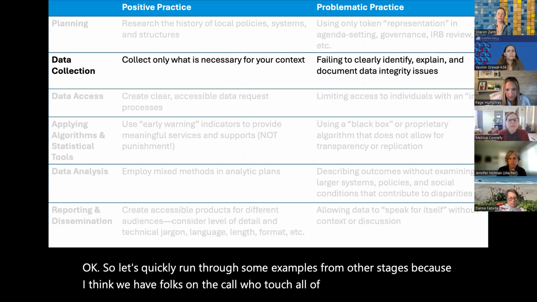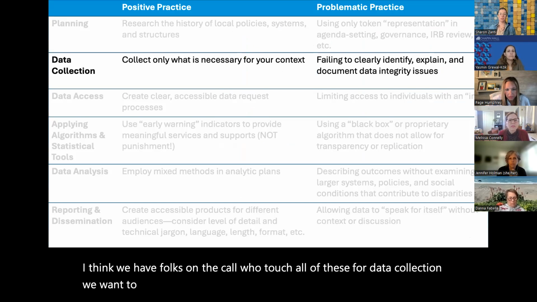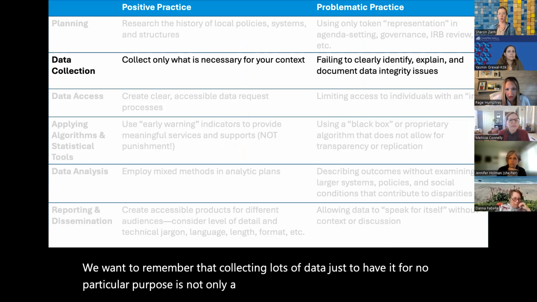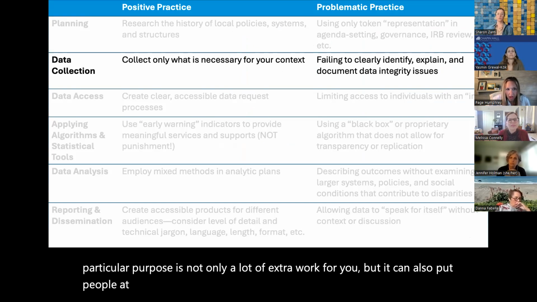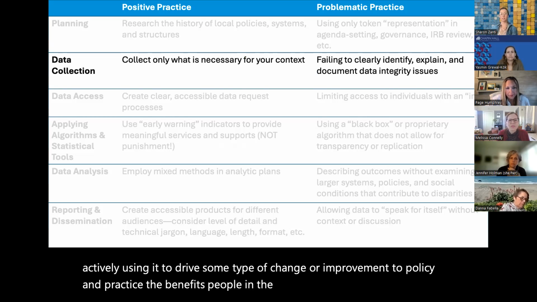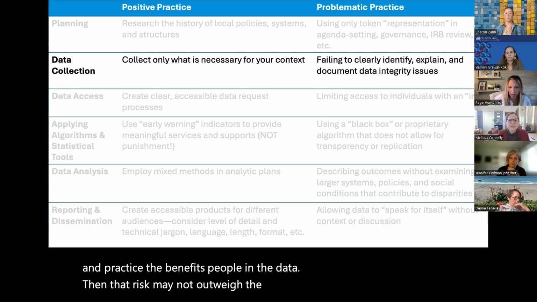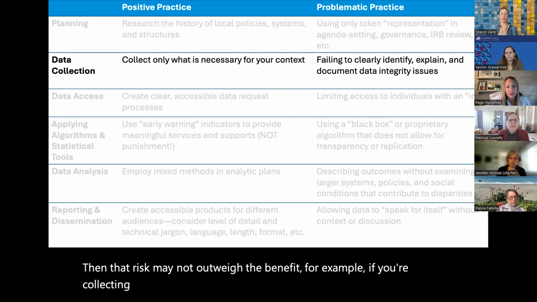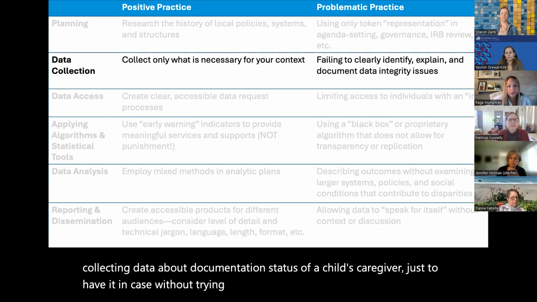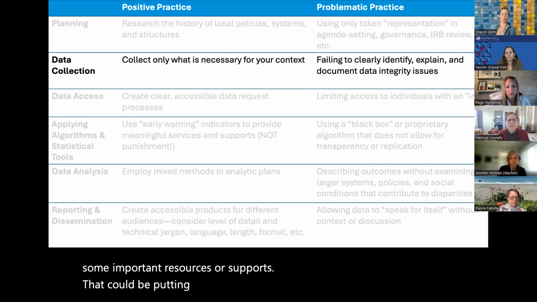For data collection, we want to remember that collecting lots of data just to have it for no particular purpose is not only a lot of extra work for you, but it can also put people at risk. If you're keeping highly sensitive data on hand and not actively using it to drive some type of change or improvement to policy and practice that benefits people in the data, then that risk may not outweigh the benefit. For example, if you're collecting data about documentation status of a child's caregiver just to have it in case, without trying to use that data to systematically provide some important resources or supports, that could be putting families at risk with no clear benefit.